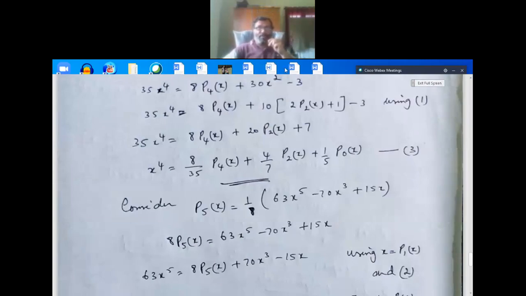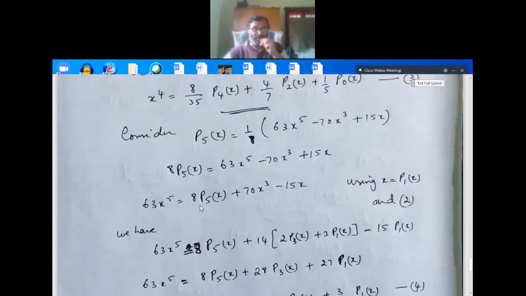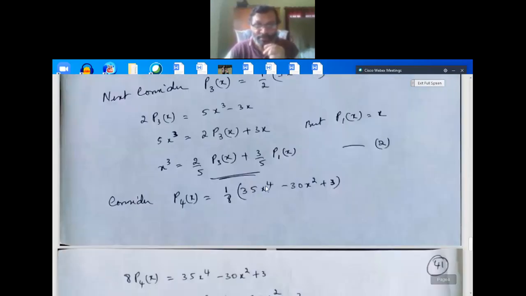Okay, similarly now P5 of x. So we want to express x power 5 in terms of Legendre polynomials. To get x power 5, we take P5 of x. And P5 of x we have derived before: 1 by 8 into 63x power 5 minus 70x cubed plus 15x. So cross multiply: 8 P5 of x is 63x power 5 minus 70x cubed plus 15x. We want x power 5, so 63x power 5 is equal to 8 into P5 of x plus 70x cubed minus 15x. The x cubed value is there; substitute this value here.